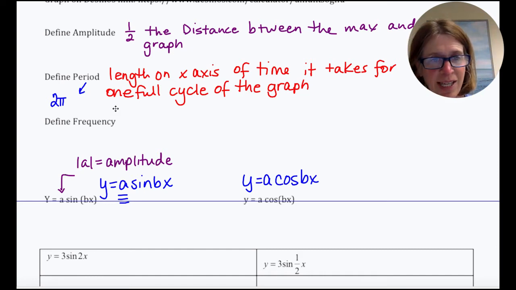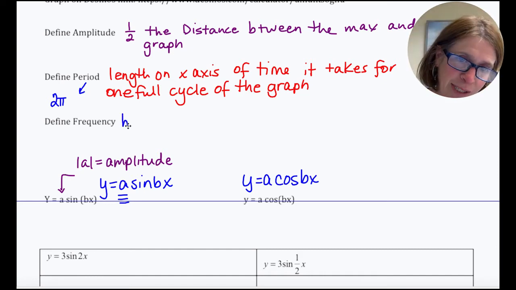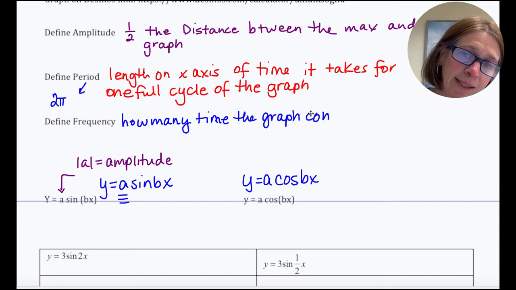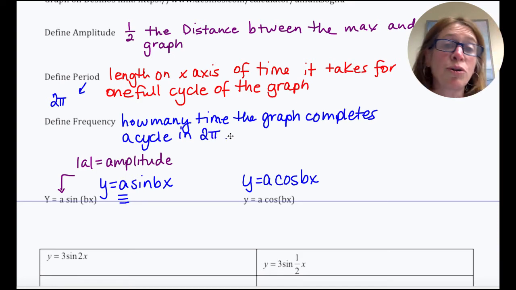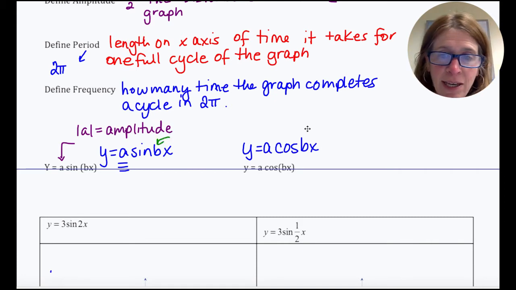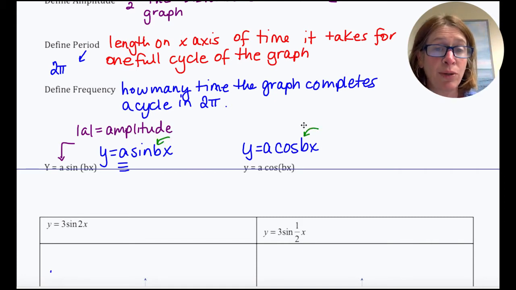All right, now I'd like to talk about frequency. The frequency is how many times the graph completes a cycle in 2 pi, in its period, during that time. And so we can tell our frequency from the b value here and here. B tells me the frequency.